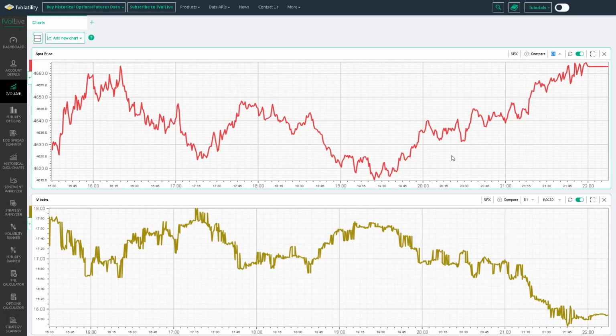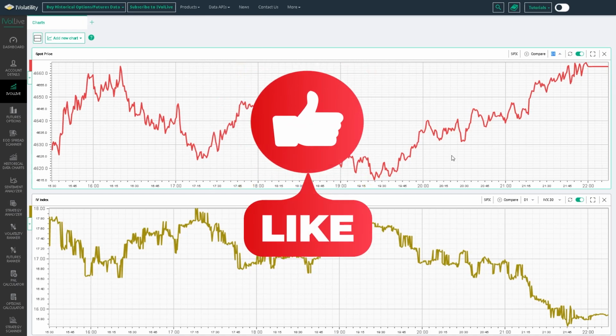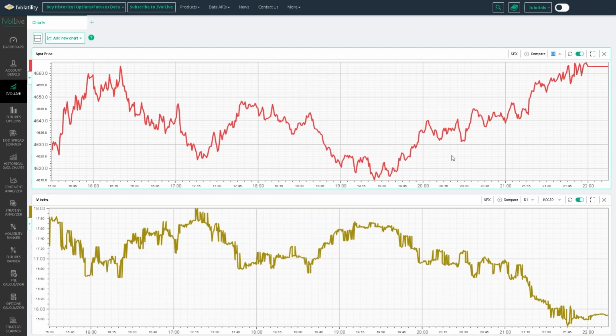I want to talk today about the divergence between spot and volatility. So here we have the charts services. In charts, we have 1 minute snapshots of, at the top, SPX prices, at the bottom, implied vol index, IVX. Now note that the IVX is available on all optionable stocks, indices and ETFs, and obviously you can have up to 8 charts in one page, so that allows you to get an understanding of exactly what's happening.